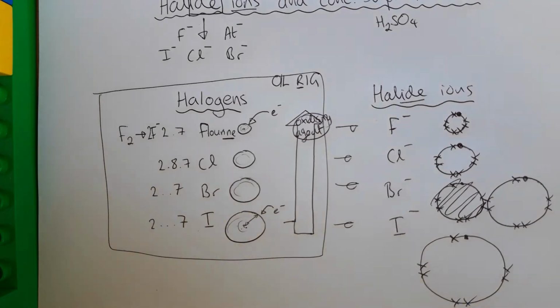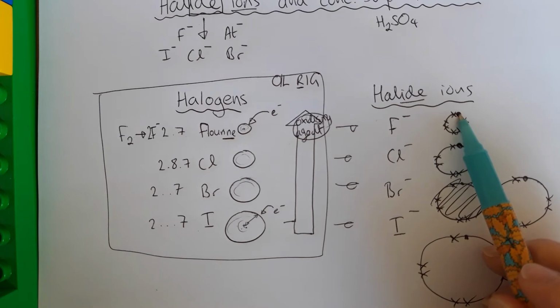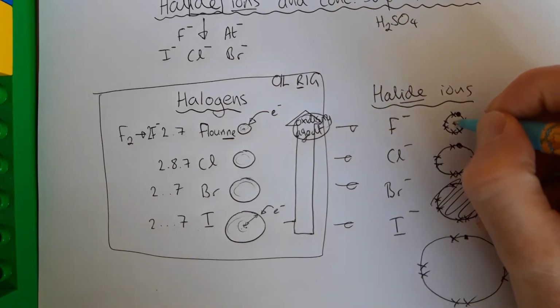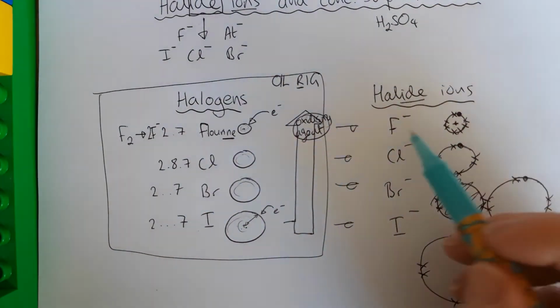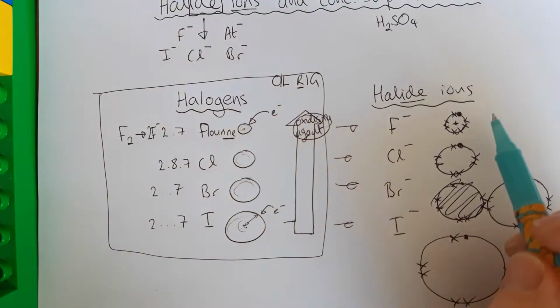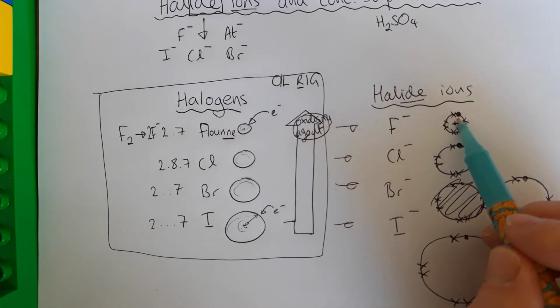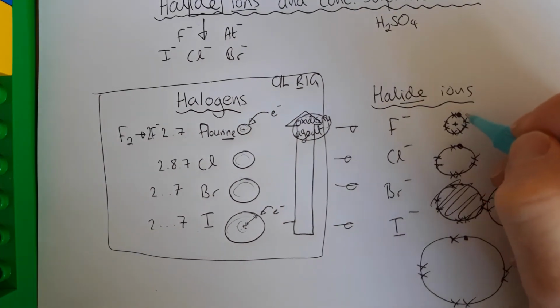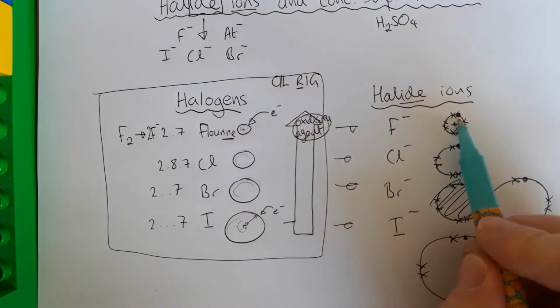Now I hope you realise that fluoride is holding on to this extra electron really, really tightly because it's the smallest ion. All of these outer shell electrons are closest to the nucleus. In other words, the fluorine gains an electron very easily and then it will not let it go. A fluoride ion is not going to let its extra electron go very easily at all. It's grabbed it and it wants to keep it.